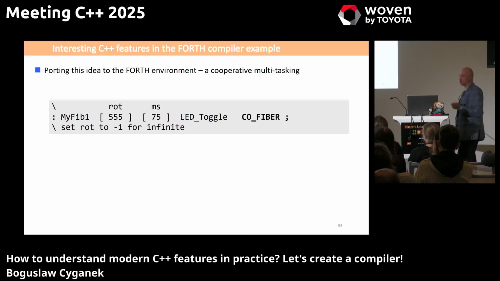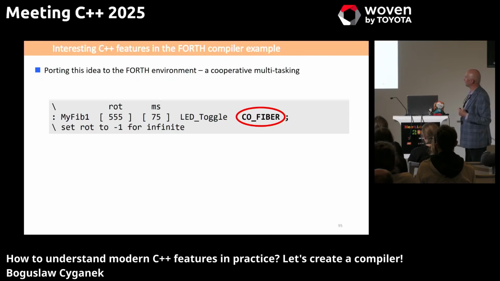So how to put this into the Forth framework? I devised such a word, co-fiber. So without this word, this is a normal, ordinary Forth word. If you put co-fiber, you are telling your Forth, make it a coroutine. But remember, it is already compiled in C++. So we are now under the Forth level. So it must already run.